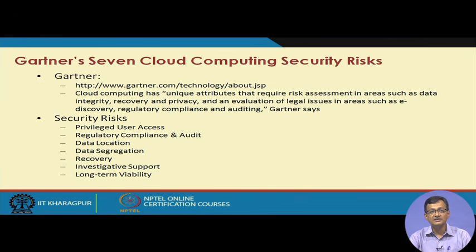One is privileged user access, that is one security risk. Regulatory compliance and audit is another. Data location: where the data is located and how much control I have. Data segregation is another problem. Then recovery mechanisms, and investigative support, like if I want to do some post-mortem, how much investigative support I have. And long term viability. There is a chance of vendor lock-in, and we will see how long term viability will be there.